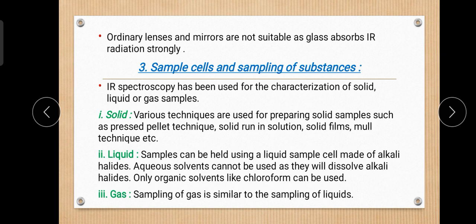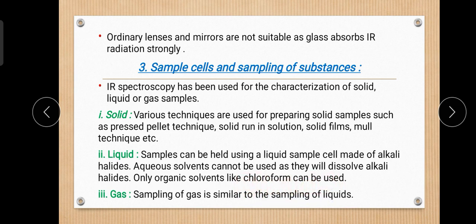These all are the different techniques used to prepare the solid sample for the IR spectrophotometer. Now the second one is the liquid. Samples can be held using a liquid sample cell made up of alkali halides. Aqueous solvents cannot be used as they will dissolve alkali halides. Only organic solvents like chloroform can be used.